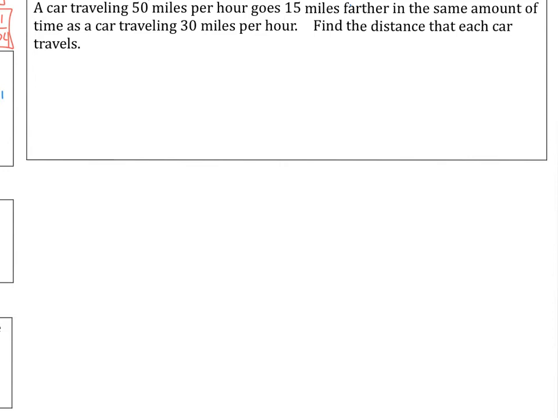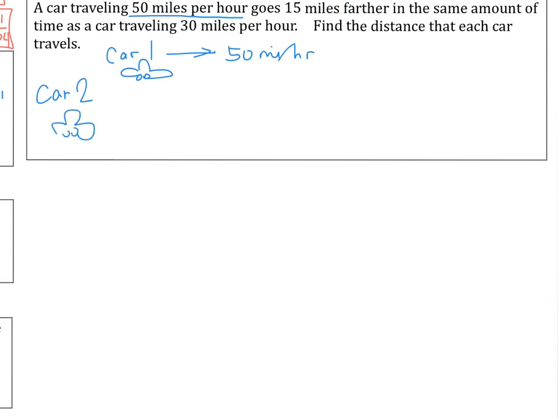A car traveling 50 miles per hour goes 15 miles farther in the same amount of time as a car traveling 30 miles per hour. So I'm going to draw a picture. Car 1, car 2. Car 1 will be the one traveling at 50 miles per hour. And car 2, 30 miles per hour, slower.